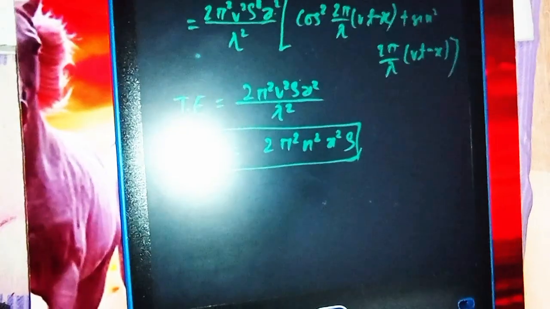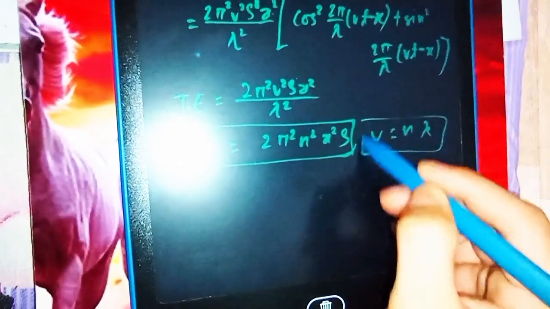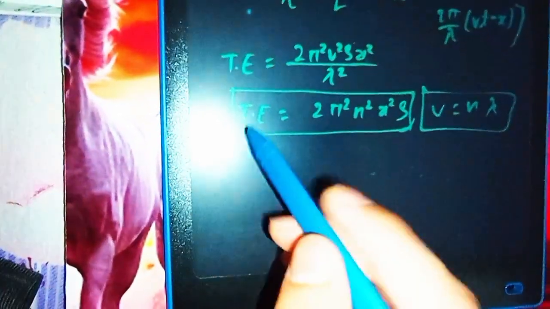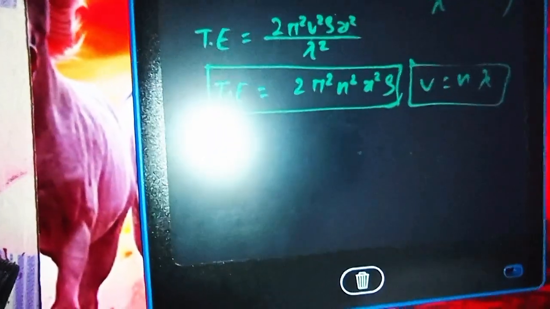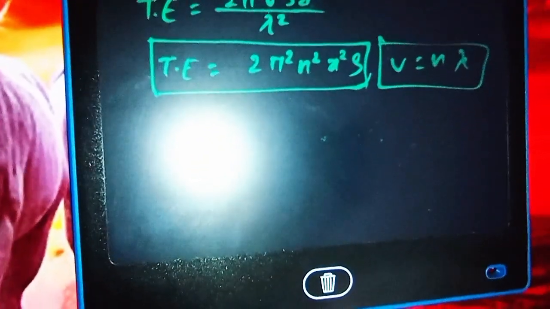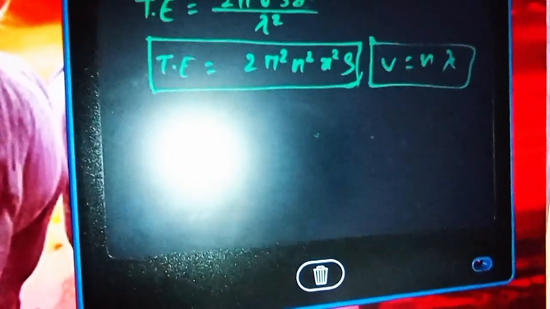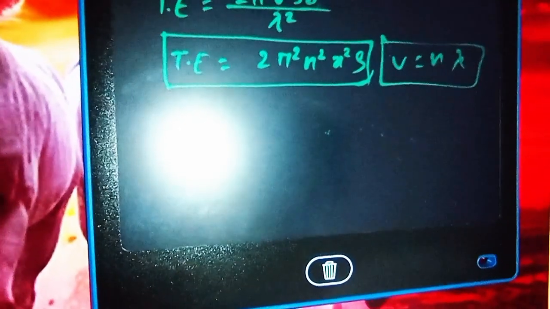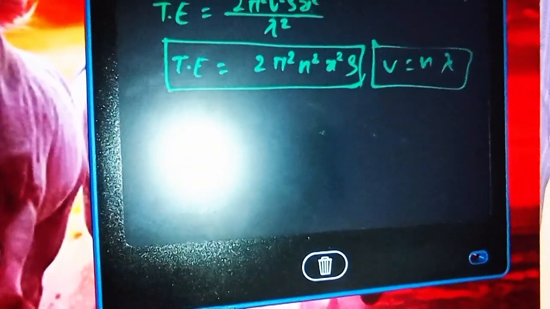Energy will be equal to 2 pi square n square a square rho, since v is equal to n lambda, as n is frequency. We know that. Then total energy per unit volume of the medium, we should say, as we are talking about volume from the start, will be equal to 2 pi square n square a square rho, where 2 pi is constant, n is frequency, a is amplitude, and rho is the density of the medium.